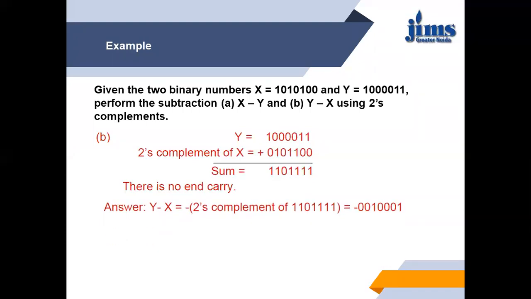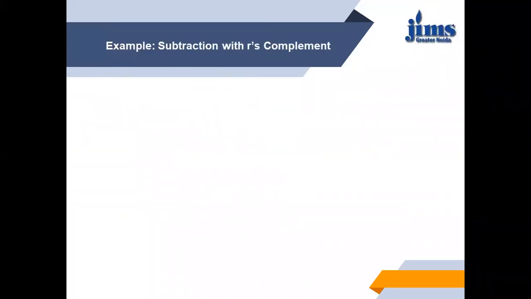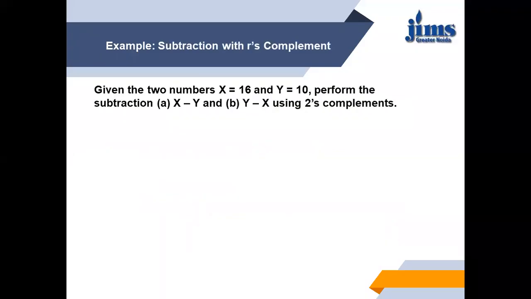Means 5 minus 3 or 3 minus 5, the magnitude will be 2, but in 5 minus 3 it will be positive. In case of 3 minus 5 it will be negative 2. Now let us take another example, and I suppose that all of you solve this question in your notebook.